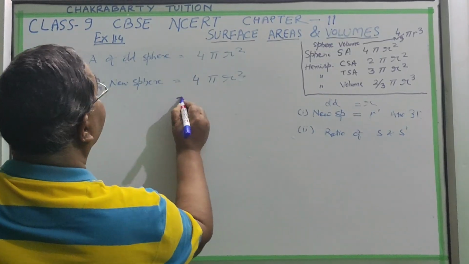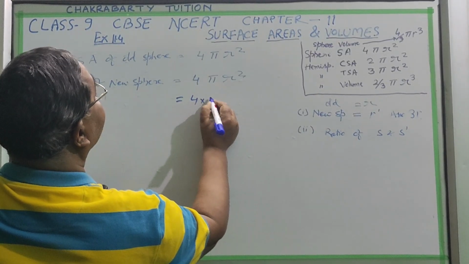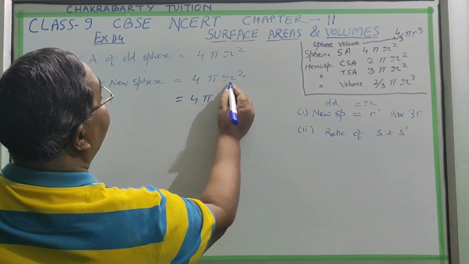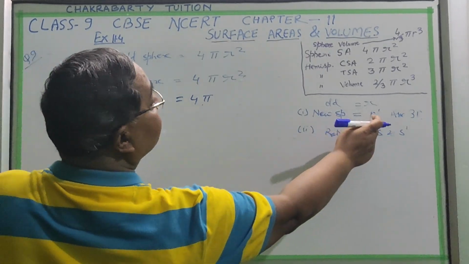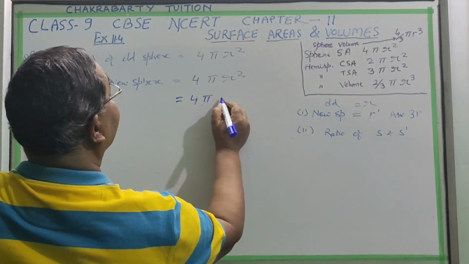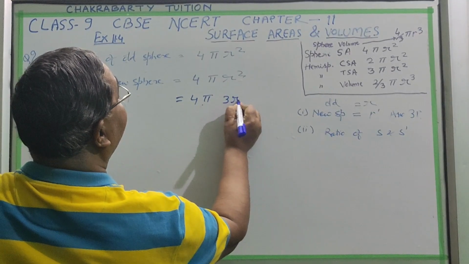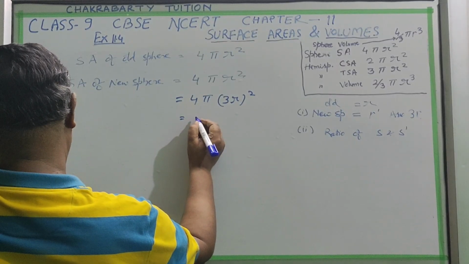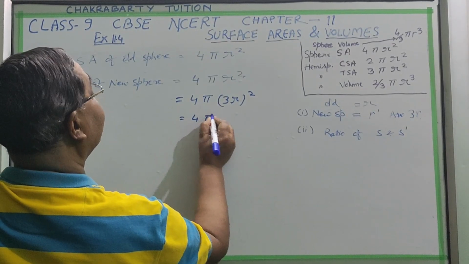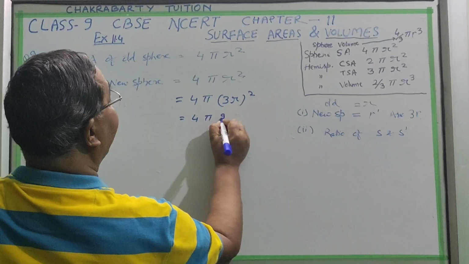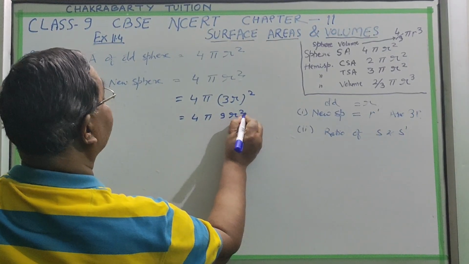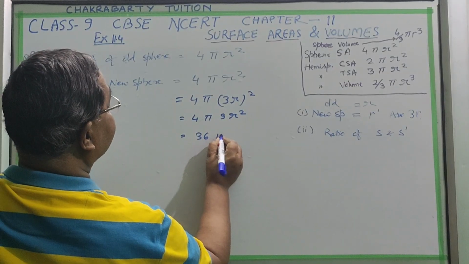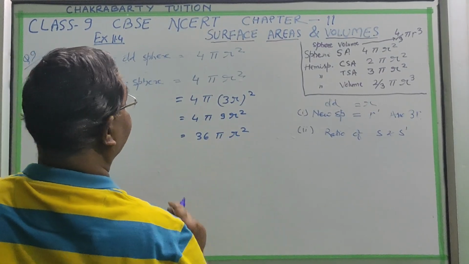Now here it will be 4 pi, and for r square we will use 3r, and square we will use. So it will become 4 pi and 9 r square. So 4 nines are 36 pi r square it will become.